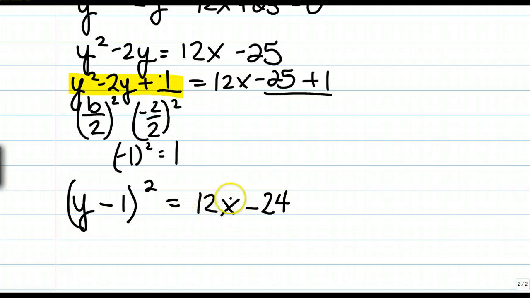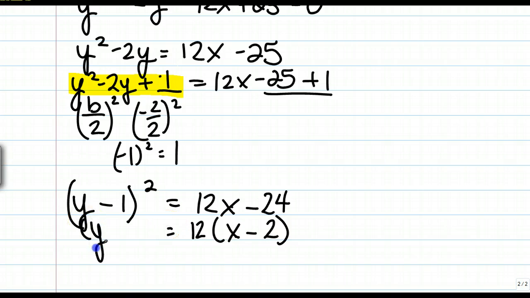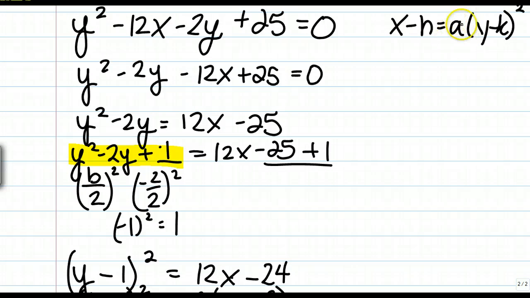Now, when you're looking here, I would take out this number right here, whatever it is, if it's a 12 or a 6 or whatever. We're going to take out a 12, and that means that 12 times x is 12x, and 12 times negative 2 is negative 24. The reason I took that number out is because if you look here, I'm trying to get this a.